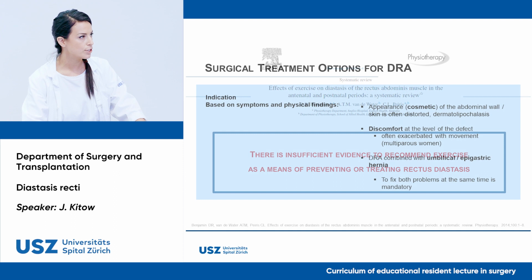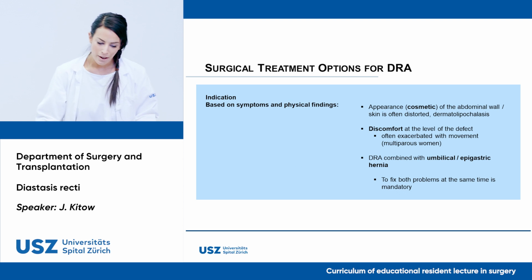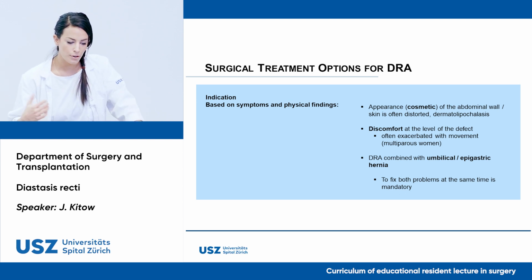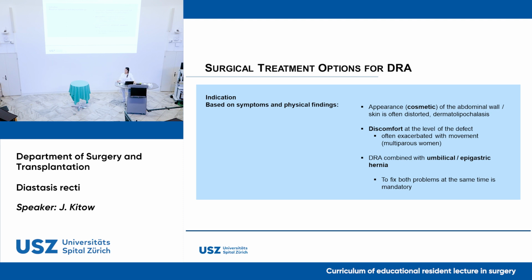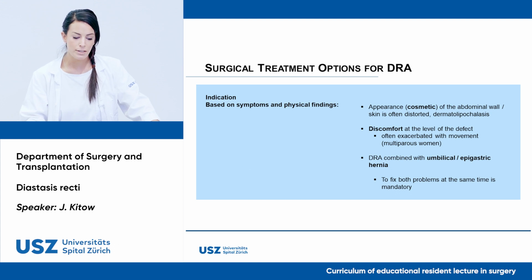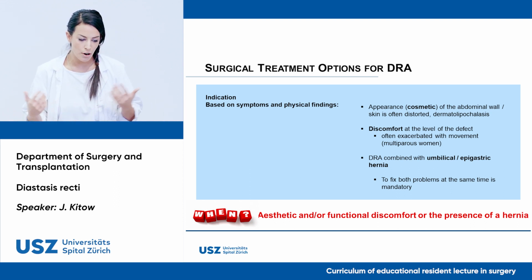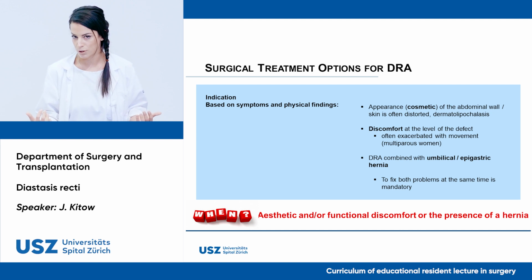Let's come to the surgical treatment options. What are the indications for surgery here? First of all, we go for cosmetic discomfort as well as functional discomfort. So if the patient is suffering from pain or discomfort at the level of the defect, we see it as an indication for surgery, as well as if the diastasis rectus abdominis is combined with a hernia, umbilical or epigastric. If so, it's mandatory to fix both problems at the same time. So let's sum it up again. Aesthetic and or functional discomfort or the presence of a hernia would be an indication for surgery.